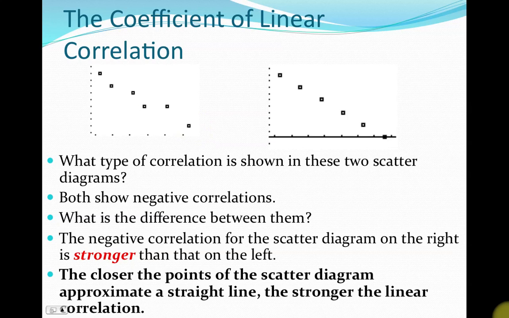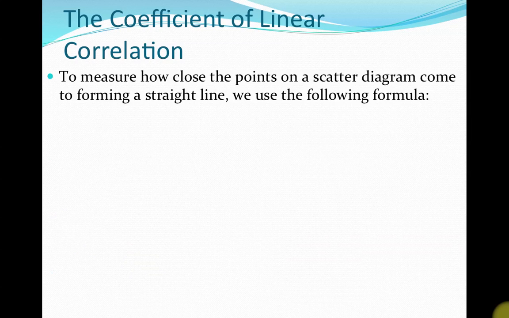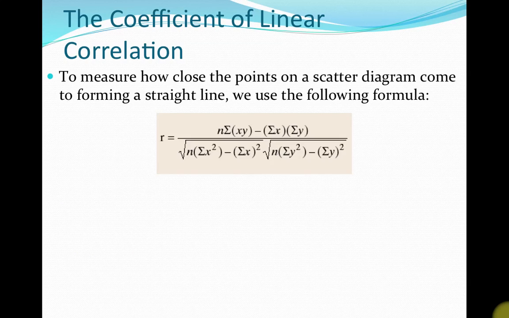Okay, the closer the points of the scatter diagram approximate a straight line, the stronger the linear correlation. To measure how close the points on a scatter diagram come to forming a straight line, we use the following formula. Okay, so this is where we get a numerical measure of strength of a linear correlation. This is called Pearson's correlation coefficient. That's what R represents, Pearson's correlation coefficient.